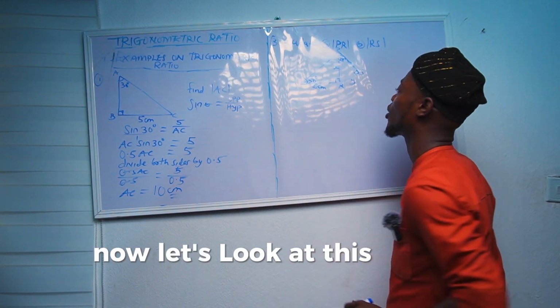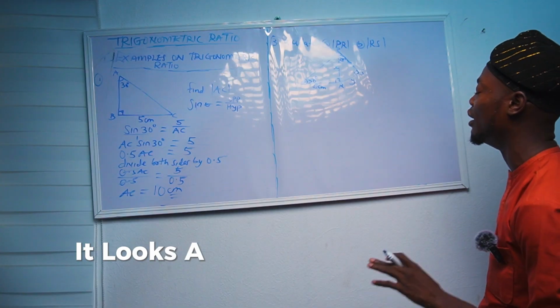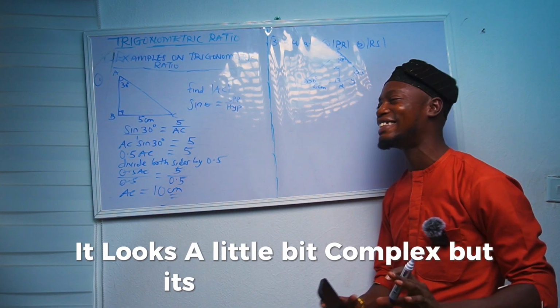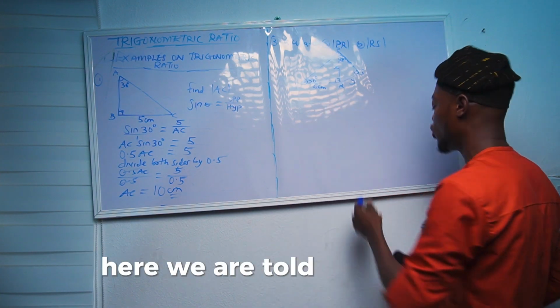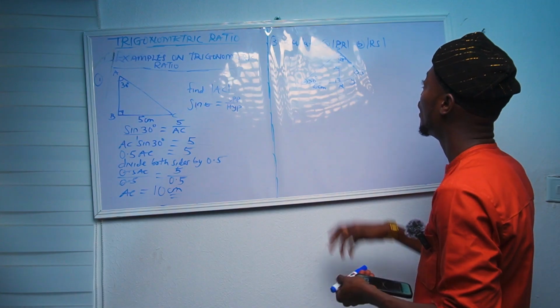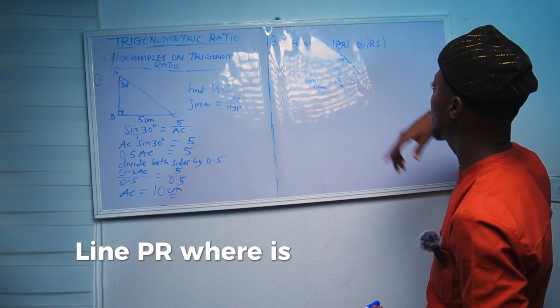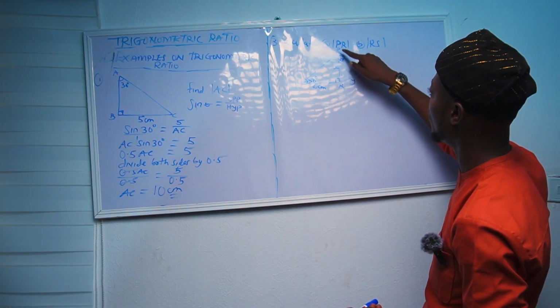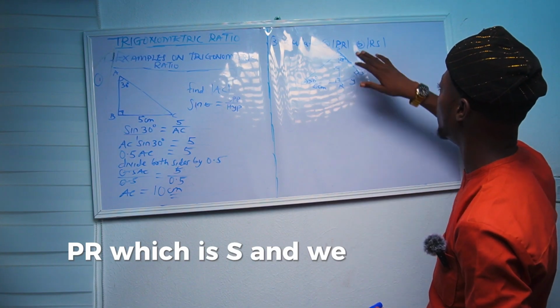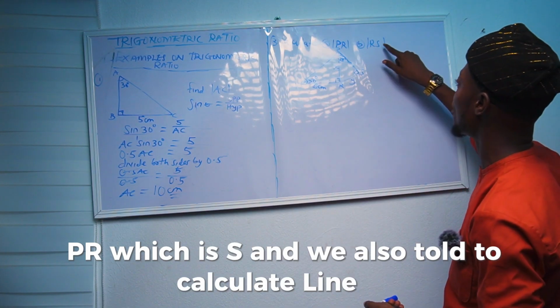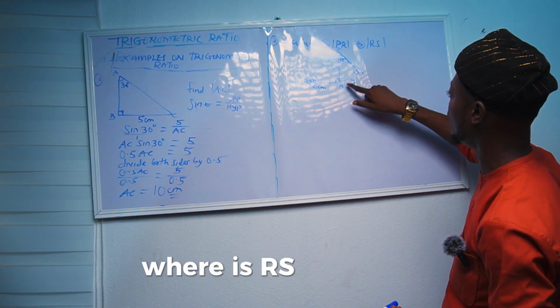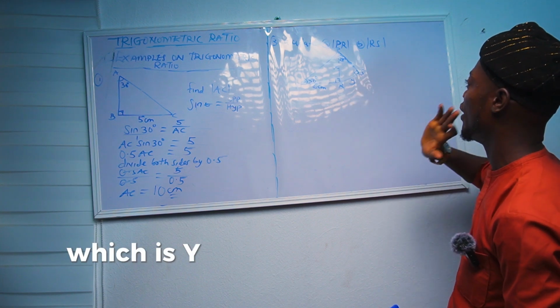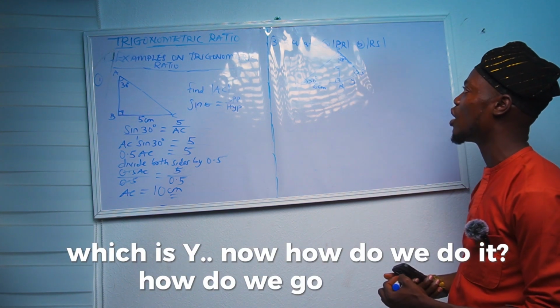Now let's look at this second example. It looks a little bit complex, but it's still very simple. Here we are told to calculate line PR. This is line PR, which is X. And we are also told to calculate line RS. Where is RS? This is RS, which is Y. Now, how do we do it? How do we go about it?